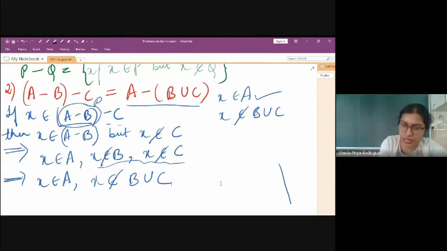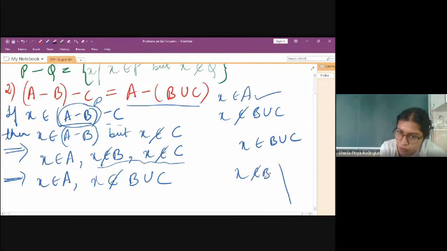When do we say that X belongs to B union C? X is a part of B union C whenever X is in B or X is in C. So if X is not in B union C, what does that mean? X is neither a part of B nor a part of C, because if X belonged to B, then X would belong to B union C, right? If X is in any one of these sets, then X will be a part of B union C.